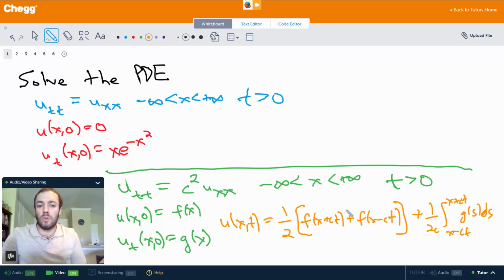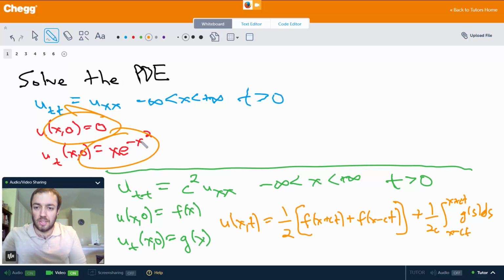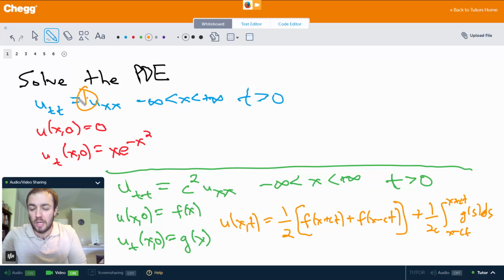So how do we apply this formula to our specific case? Here's our f of x: it's 0. Here's our g of x: it's x e to the negative x squared. And what's our c? Our c is just 1, because this is 1 times u sub xx. Technically that's c squared, but we want c to be positive, so c is going to be 1. That simplifies things a little bit.